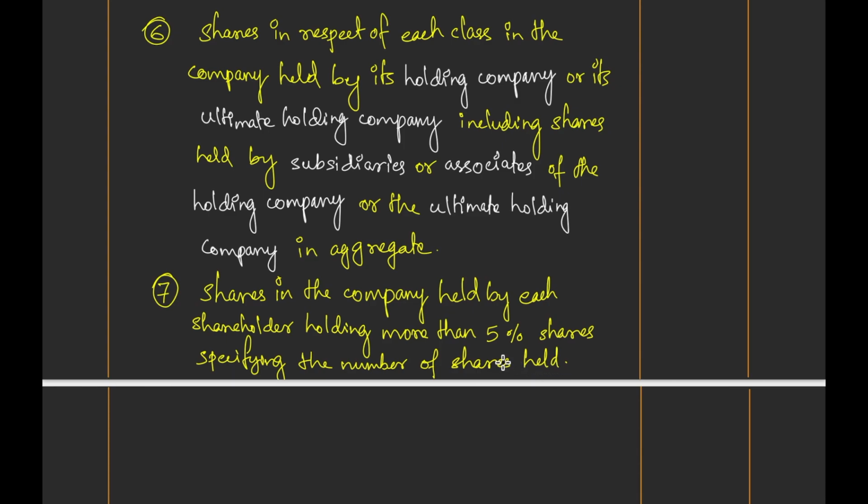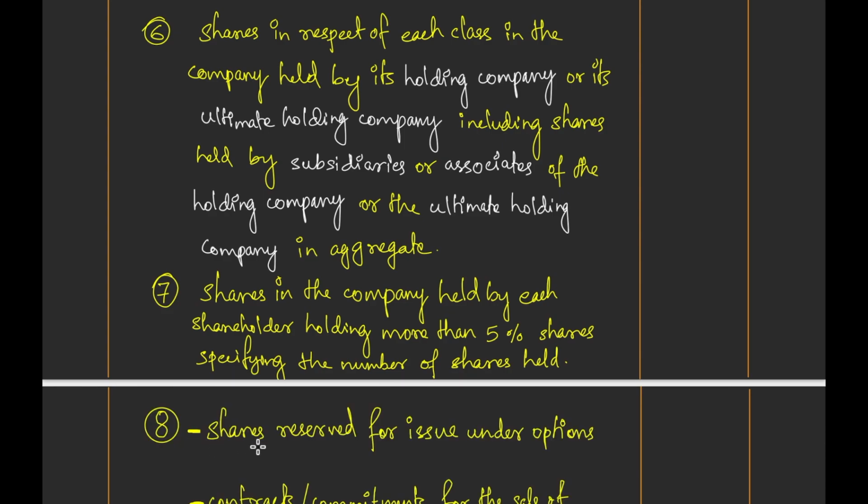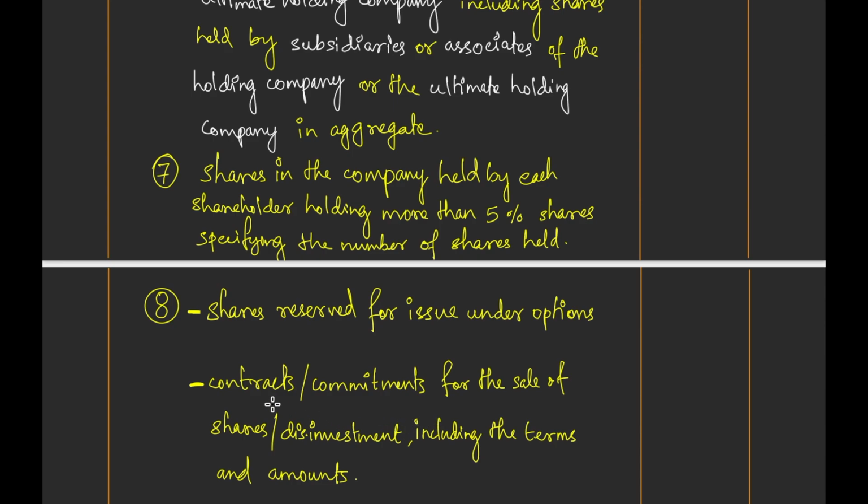So in the notes to accounts, you should provide details of shareholders, that is the name of shareholders holding more than 5% shares in our company, and you should also specify the number of shares held by them. Now the next one is shares reserved for issue under options and contracts or commitments for the sale of shares or disinvestment, including the terms and amounts.